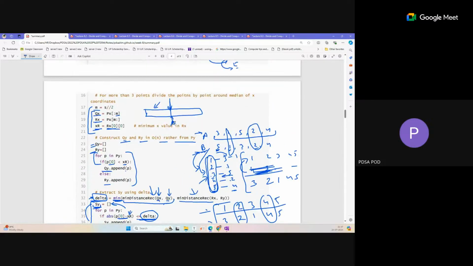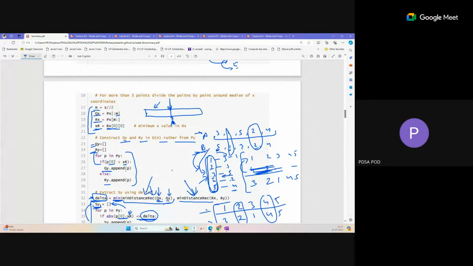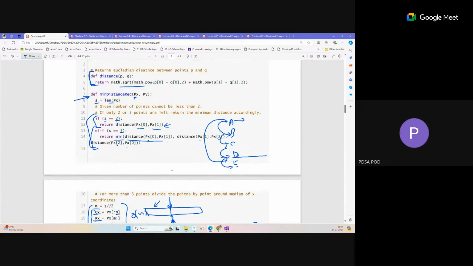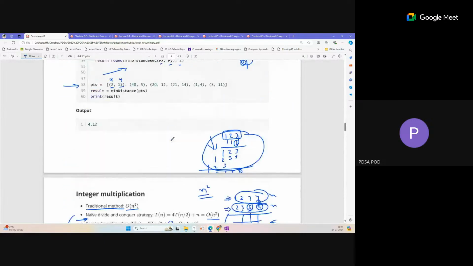If you see, we are calling this function recursively 2 times, of half the size, we divided the points into halves. So now these are the 2 recursive calls. Apart from that, this is also an order of n time operation, and all operations are order of n actually. This is a constant operation for distance calculation.